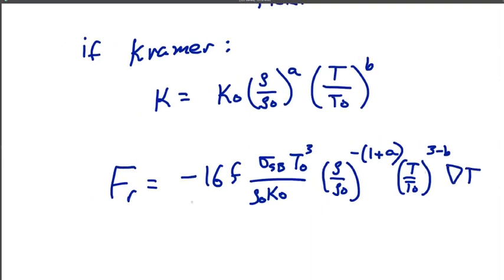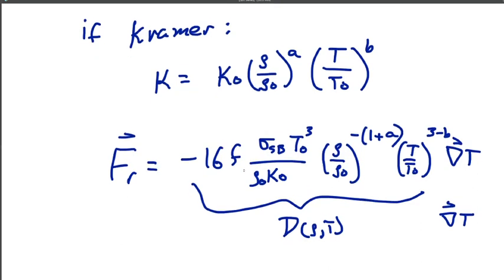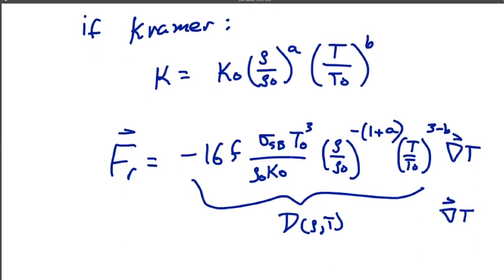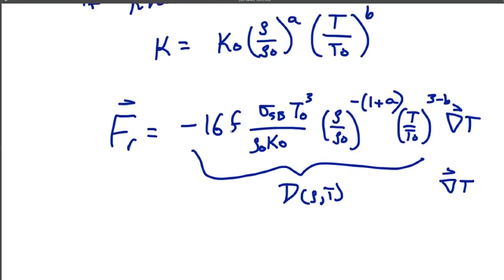So here we have some mighty diffusion coefficient, D, as a function of rho and T. It's a nonlinear diffusion coefficient, and then that acts on a grad T. All the vector information here comes from the gradient of T, and so in this simplification, the radiation only knows about the flux of energy going down the temperature gradient.